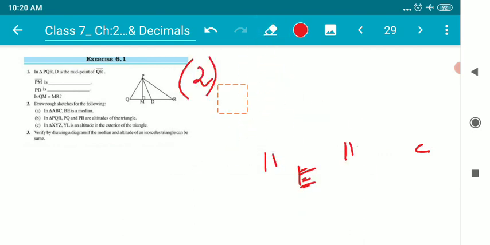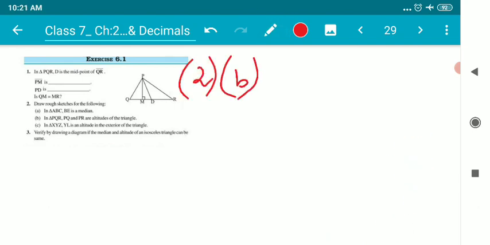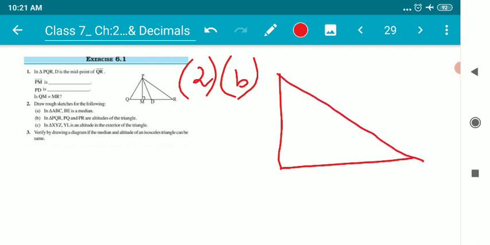Now let's talk about question B. Read the question, children. Question B is about triangle PQR, in which PQ and PR are altitudes of the triangle. We know that in a triangle there are three altitudes, but in triangle PQR, PQ and PR both are altitudes. So the diagram is to be drawn very sincerely. If I draw a right angle triangle and make P as 90 degree, this is Q and this is R.